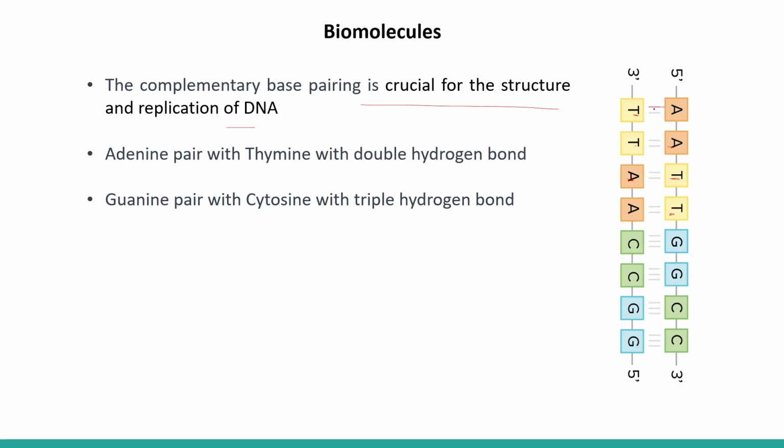The formation of the pair is with the help of 2 hydrogen bonds. Now coming to GC. G always pairs with C and C always pairs with G with the help of 3 hydrogen bonds.